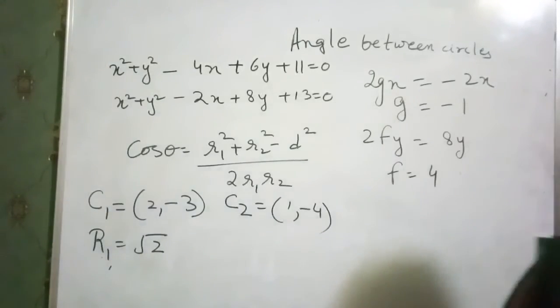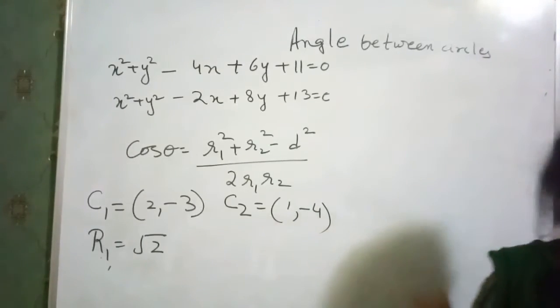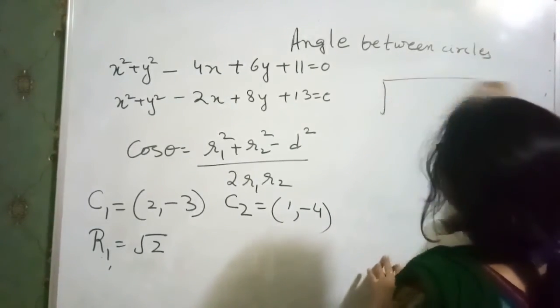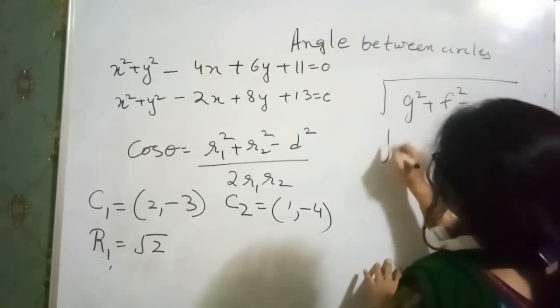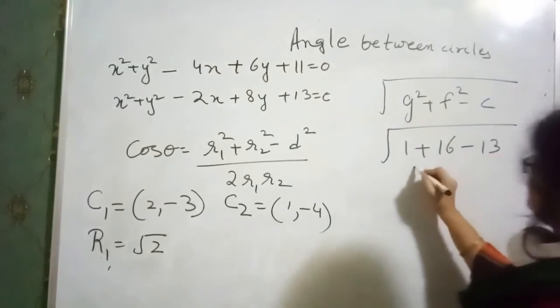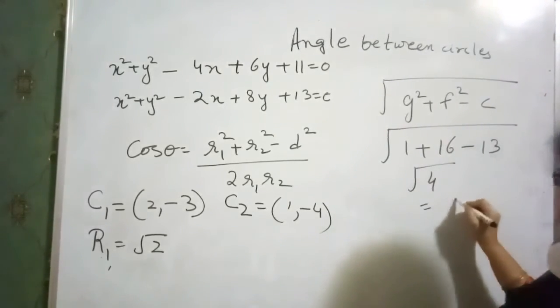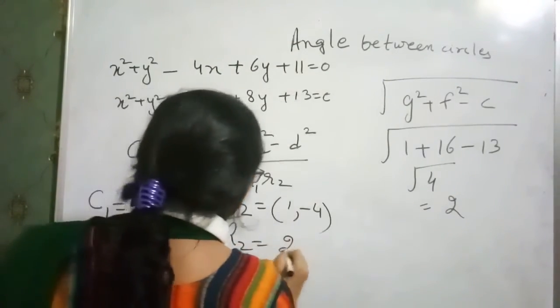Now we have to find the radius for the second circle. That means again we have the formula under root g square plus f square minus c. So we have 1 plus 16 minus 13. That means we have 4. That means we have 2. So radius for the second circle is 2.